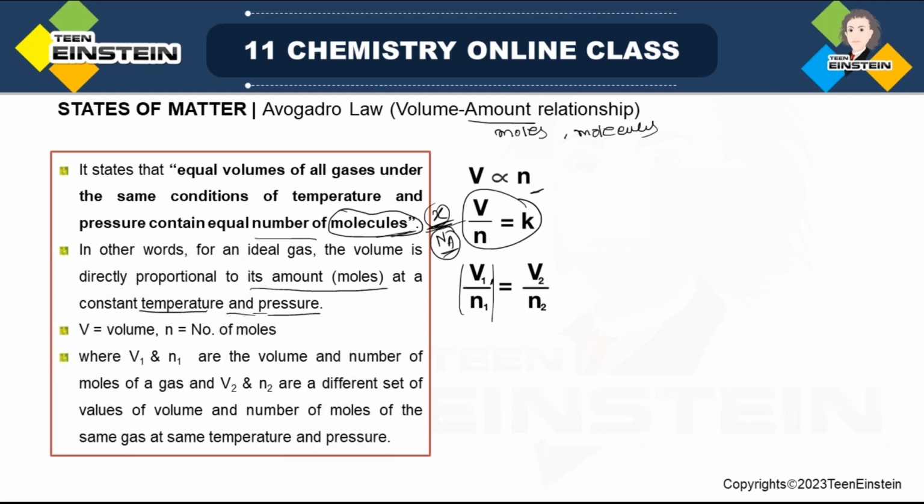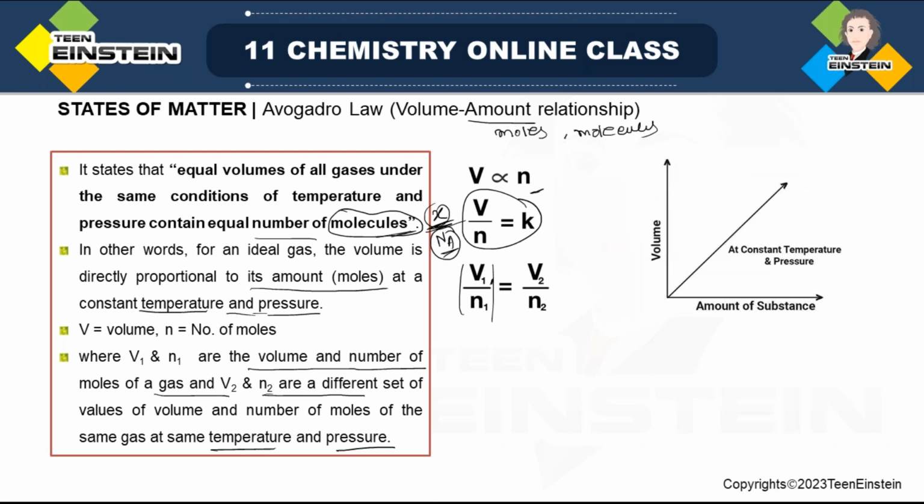So V is volume, N is number of moles, the volume and number of moles of a gas, and this is also a different set of values, obviously for another state. But remember, temperature and pressure, these two are fixed. Then only you can have this relationship.